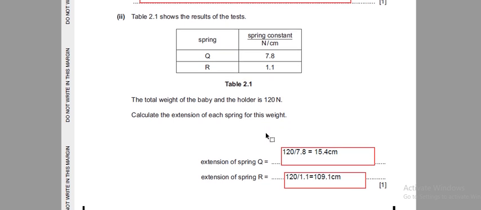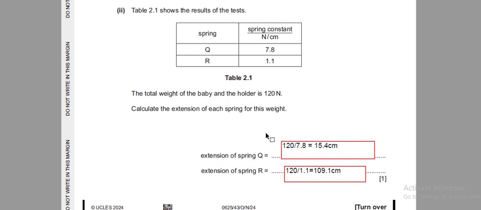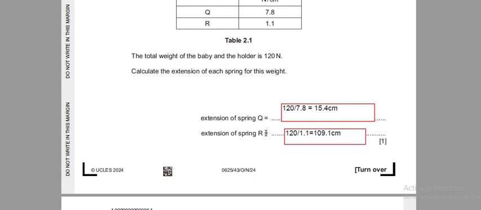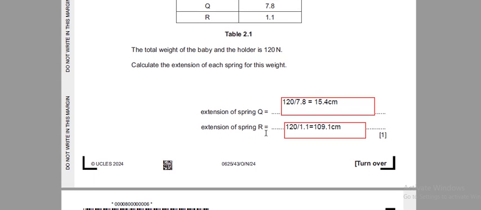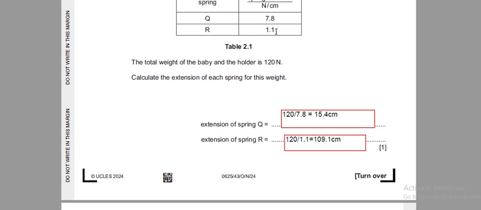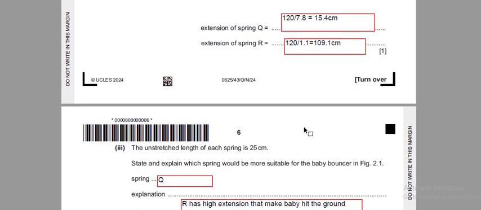Here is the spring constant for the two springs, and here is the weight of the baby. Calculate extension, again from F equals K times x. You can say that F, which is the weight of the baby, 120, over the K for spring Q gives us the extension here, the same for R.